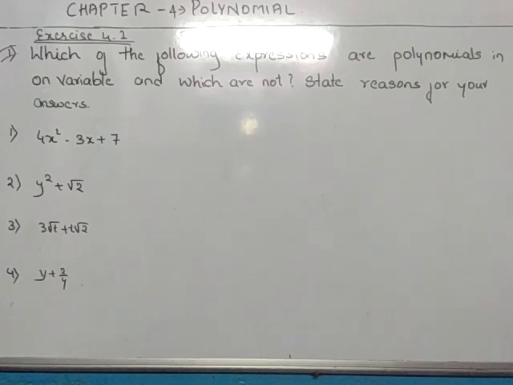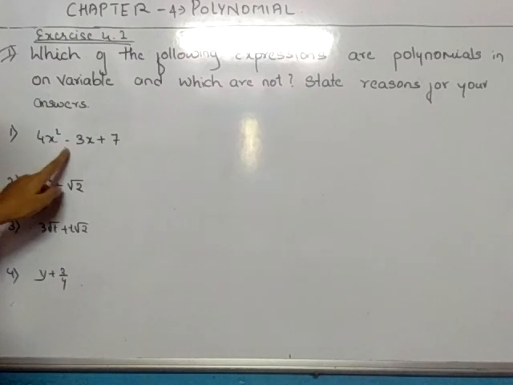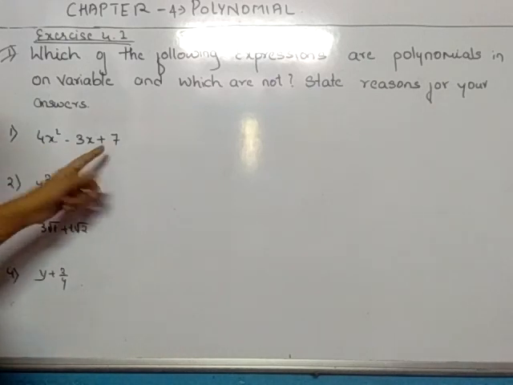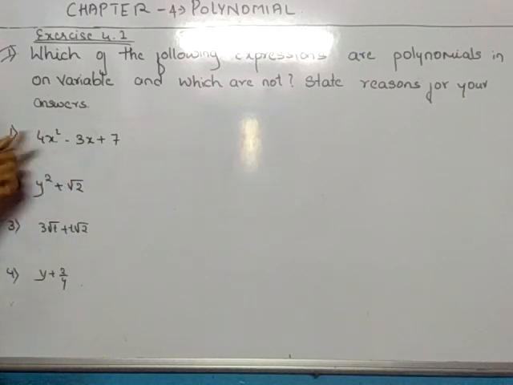Exercise 4.1. In that, the first main: which of the following expressions are polynomials in one variable and which are not? State reasons for your answers. Here we have to check whether the given expressions are polynomials in one variable or not. The first one is 4x squared minus 3x plus 7. It is a polynomial and it also has one variable. You can see the whole expression is of x only, isn't it?